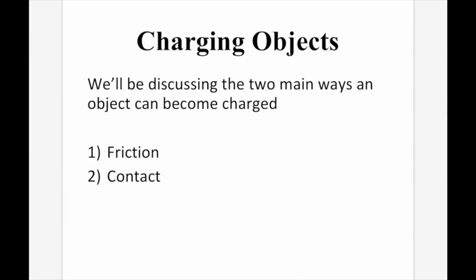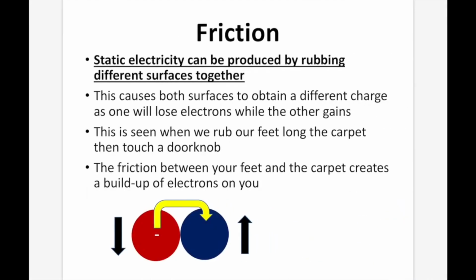Charging objects. We'll be discussing 2 main ways an object can be charged, friction and contact. Friction. Static electricity can be produced by rubbing different substances together. This causes both substances to obtain a different charge, as one will lose electrons while the other gains. You can see that in this picture down here. So if you rub the red and the blue together, the electrons from the red move to the blue. So in this case, the red would become positively charged because it's less negative, and the blue would become negative because it's more negative.